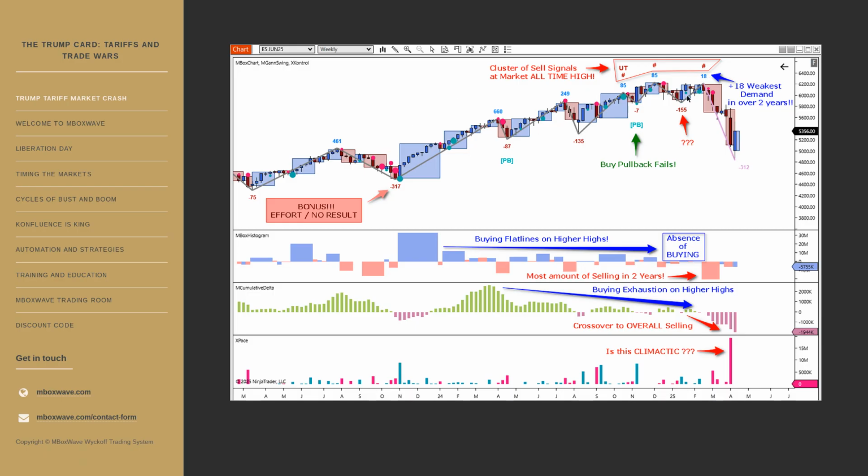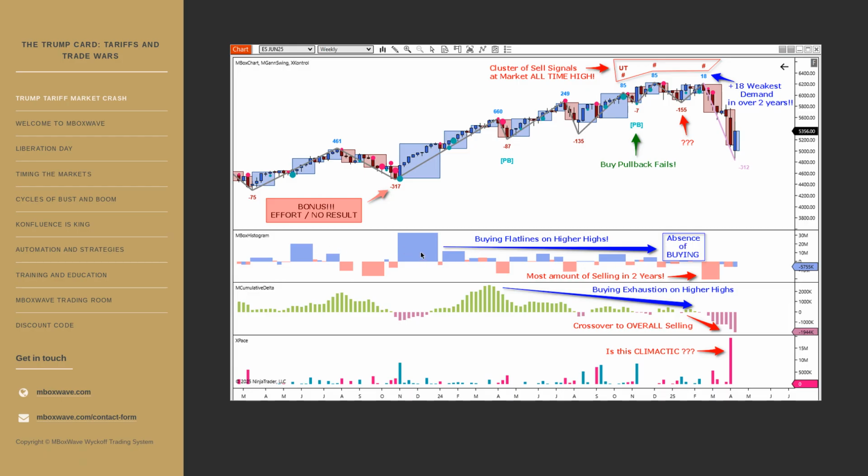So we had been going up, we had strong demand, 461, 660. Now all of a sudden we have 18, and we're no longer making higher highs either, right? This is slightly lower than the 85 wave. And so that's already of importance. As we are also going up, we see that the buying flattens, flat lines on higher highs. It's not growing. And by the time we get to this plus 18, we have a total absence of buying. That's what the MBox histogram shows.